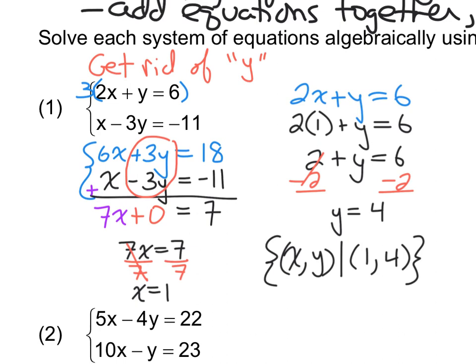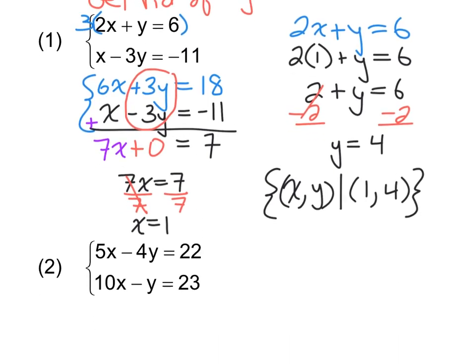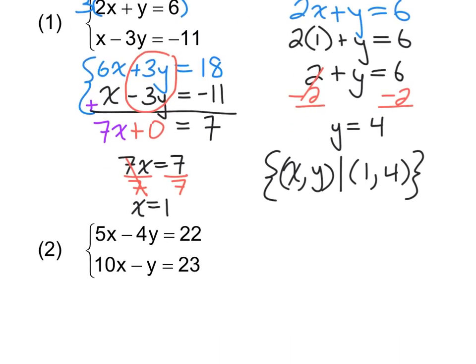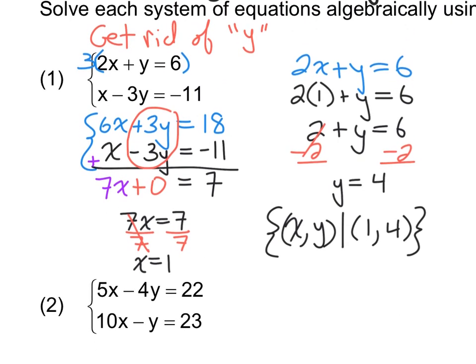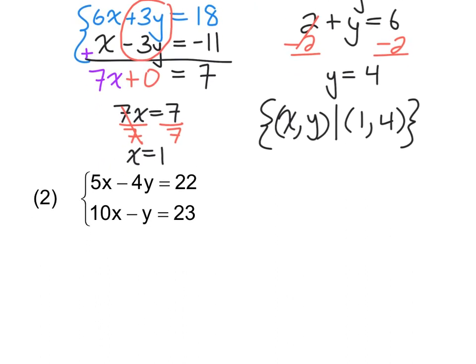All right, so it really is just a matter of deciding which variable you want to get rid of and then getting rid of it. Like in number 2, you can go either way. You could say I want to get rid of the x or get rid of the y. Last one we got rid of the y, so let's get rid of the x.